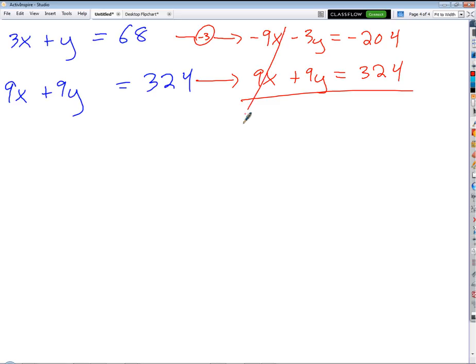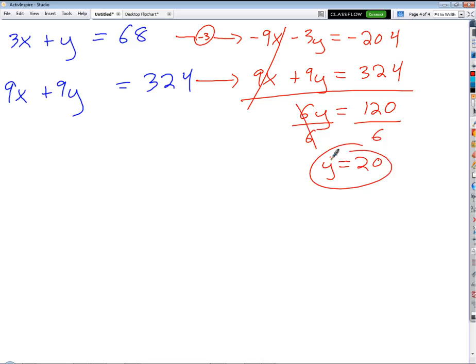The x terms cancel, right? That was our goal. -3y plus 9y is what? 6y. Yeah, good. Positive 6y. And -204 plus 324 would be what, 120? So how do I solve for y? Yeah, divide by 6. And I get y equals 20. We're halfway there. I'll substitute into probably the easier of the two equations. Which one's that look like? Top one. So I could just substitute right there.